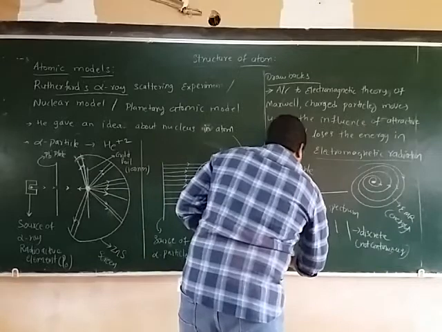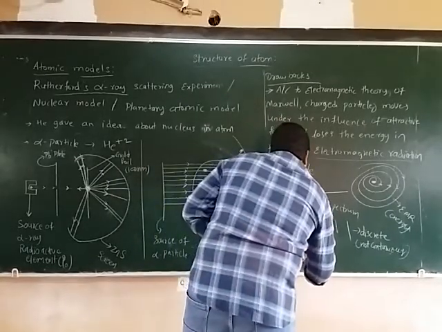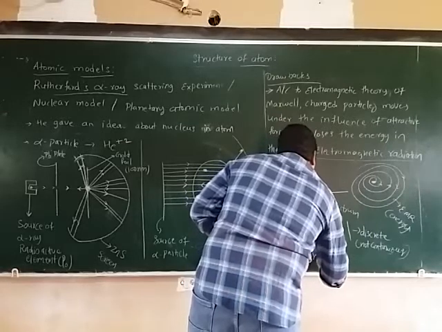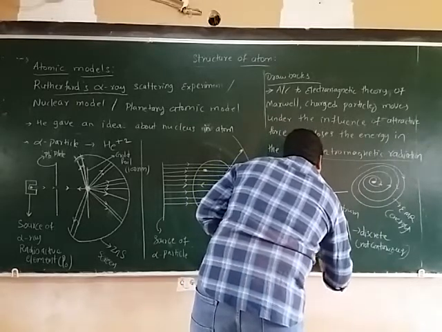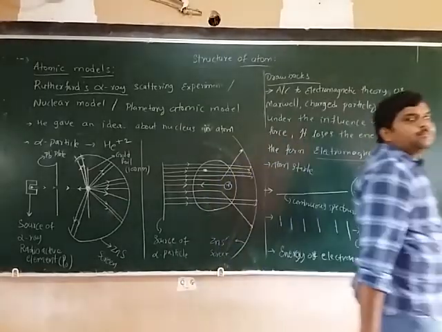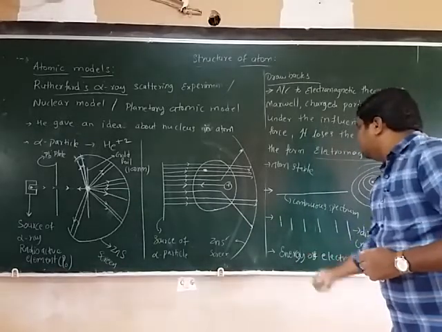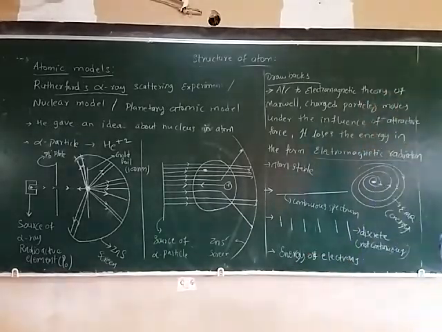And one more thing, it does not give information about the energy of the electrons. It does not explain the energy of the electrons. Is it clear? These are the main drawbacks of Rutherford's alpha ray scattering experiment.